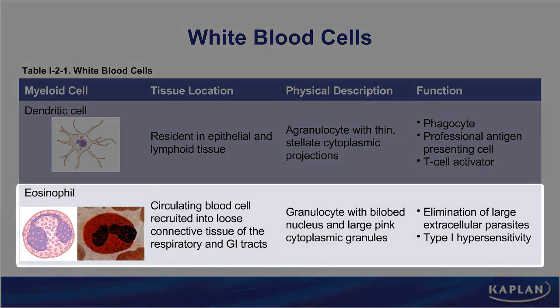I actually love the eosinophil almost as much as I love the basophil because they're so easy to recognize. So if you're looking at the image, again, where do we start? Always start with the nucleus. The nucleus of an eosinophil is bilobed.